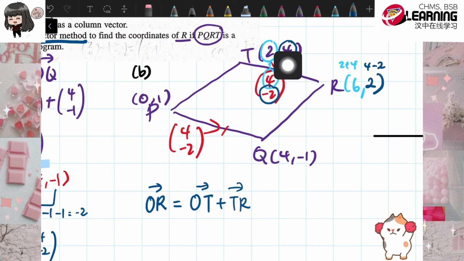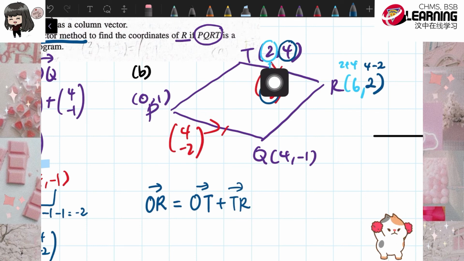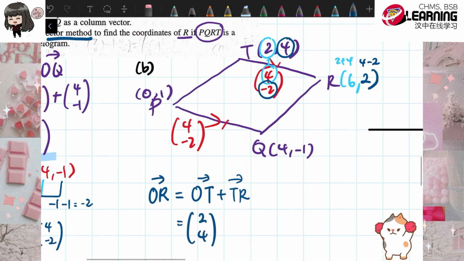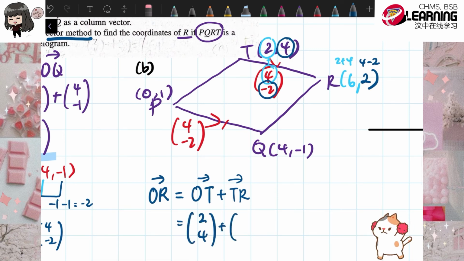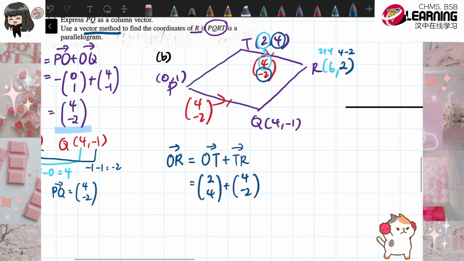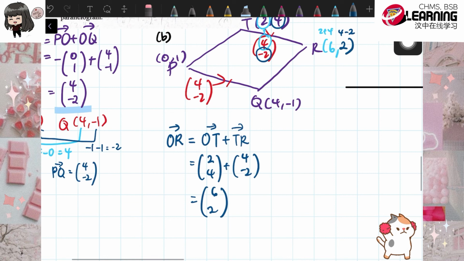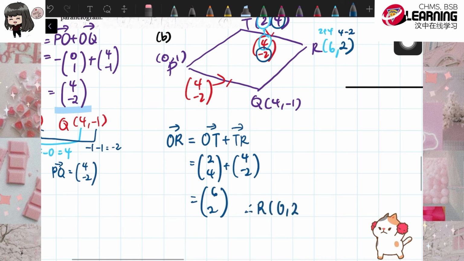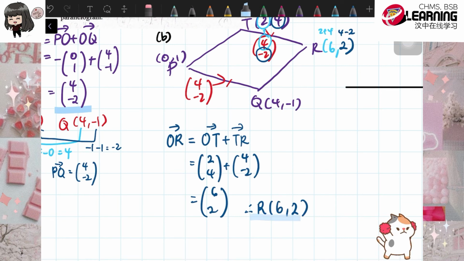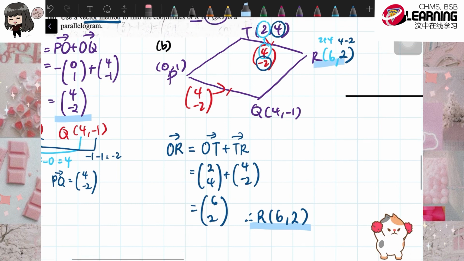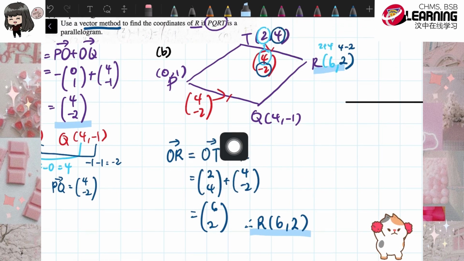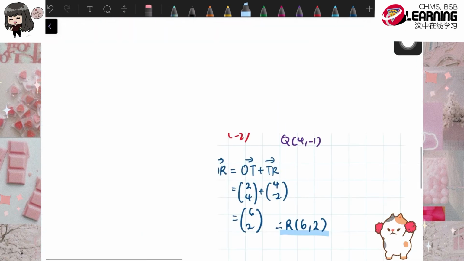How do I know it's 4, negative 2? Because parallel means this vector is the same as this vector. So OT is 2, 4, and your vector TR is 4, negative 2, and you plus them. So your position vector of R is 6, 2, which means your coordinate of R is 6, 2. So that's the answer. Of course, the coordinate method is easier, but if you want to show the vector method, this is how you do it. That's for Try 11.